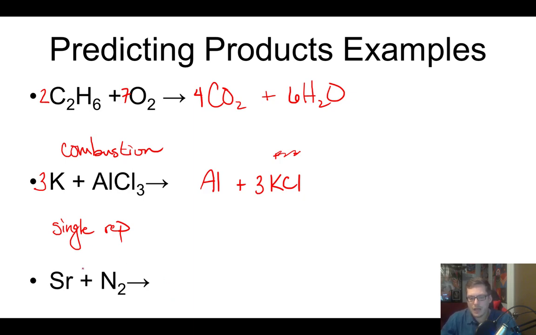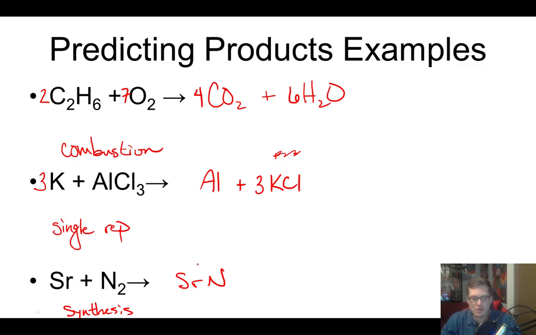All right, and the last one here, this would have to be a synthesis reaction. Now, why do you think it has to be synthesis? Well, we've got 2 elements that are combining, right? They're not attached to anything else. They're just chilling. So they're going to take these 2 things and combine them together, so we get Sr and N. And we got to think about the charges here.